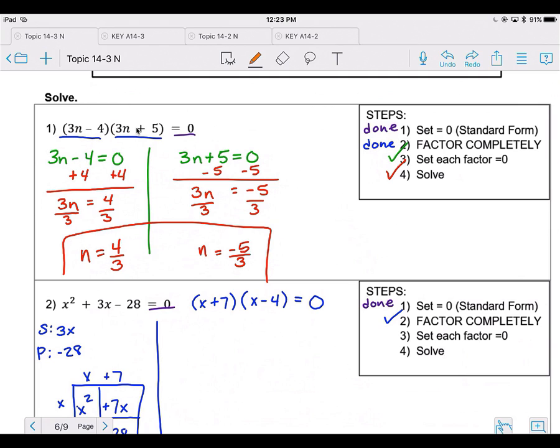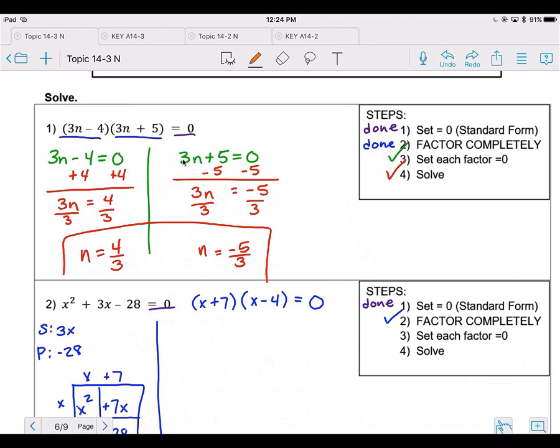Remember, factor means that we want to take something like problem 2, x squared, blah, blah, blah, and get it into two sets of parentheses. Well, if we already have two sets of parentheses, then we've already factored completely. So steps 1 and 2 are already done for us. Step 3 is in green. They took each factor, 3n minus 4, and set it equal to 0, and 3n plus 5 and set that equal to 0.